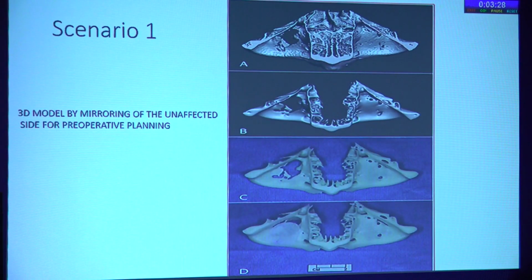Scenario 1: here there is a fracture in the right orbit. So they mirror the right orbit with the normal side, and we get the exact dimensions of the fracture. So we get a model like this in the hand. When we have the model in the hand, we can cut the implant exactly according to the shape and size of the fracture, and then we can autoclave it and use it in the surgery the next day.